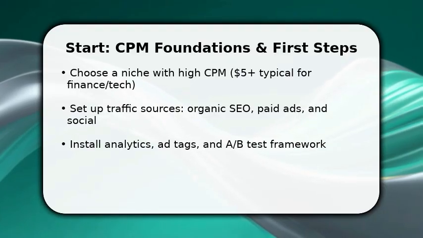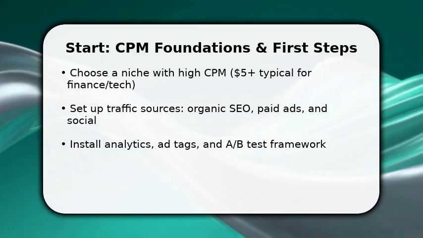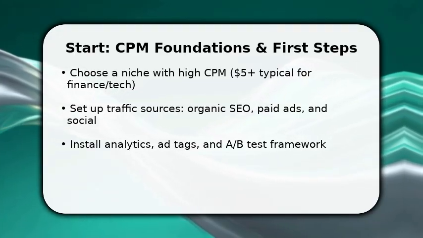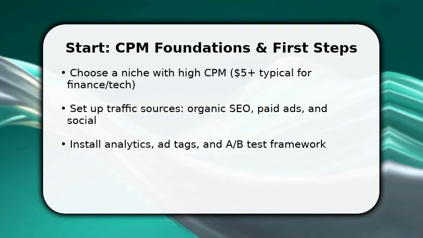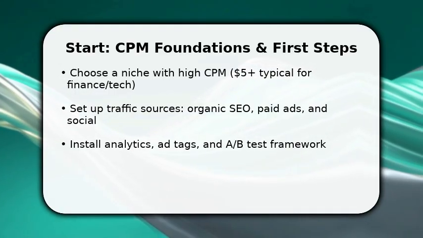You need clear prerequisites: a monetizable niche, content pipeline, and analytics. First, identify topic clusters that attract advertisers and aim for niches with $5 plus CPM. Next, build a minimum content set, 5-10 pieces, and add ad slots on each page.